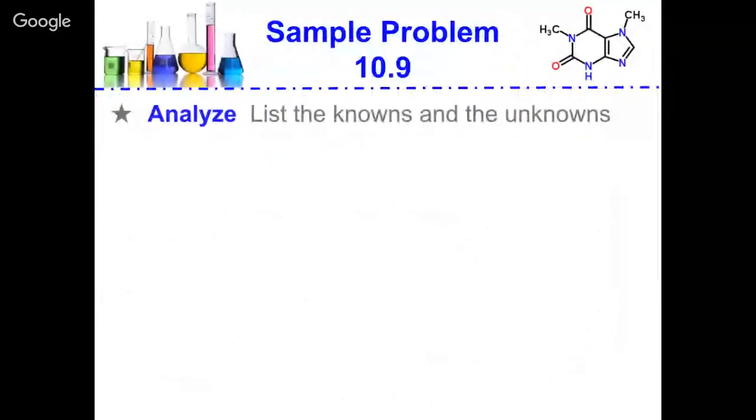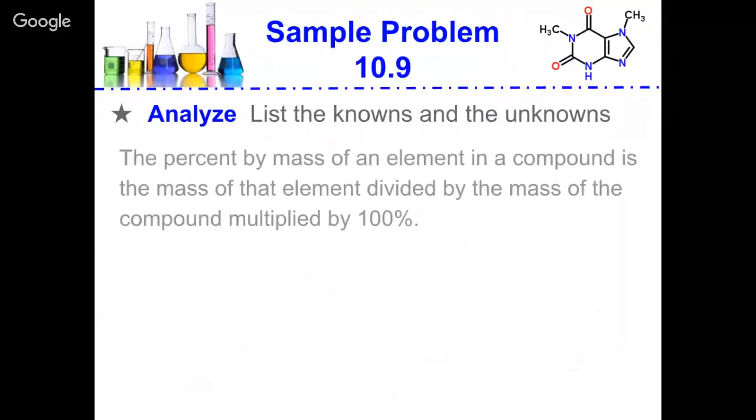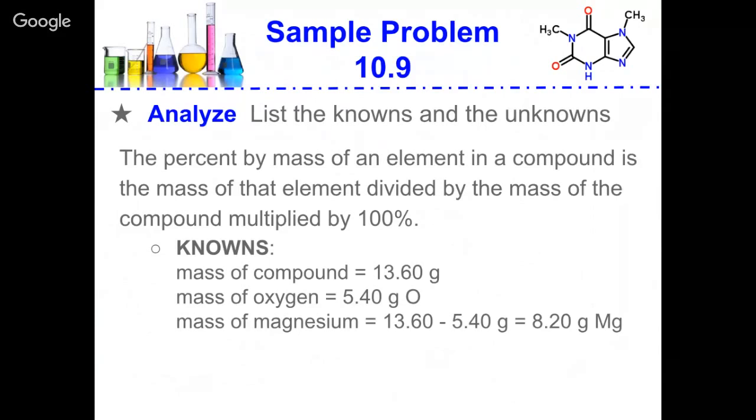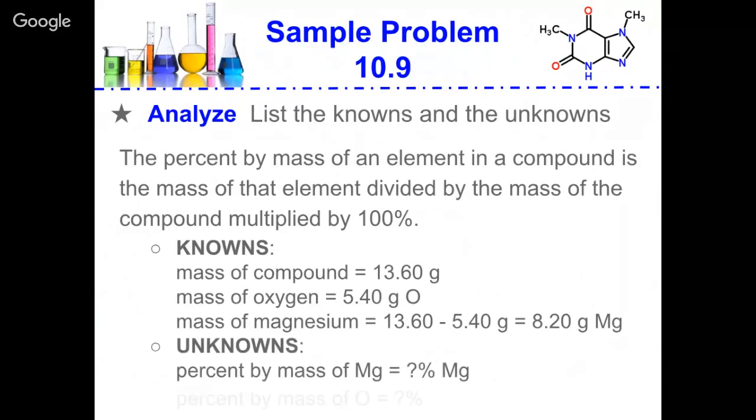So we're going to list what we know and don't know first. We know that in order to solve this problem, we need to know the mass of each element and the mass of the compound, and we're going to take that ratio and multiply it by 100. So we know the mass of the compound, we know the mass of oxygen, and we can get the mass of magnesium by taking the mass of the compound minus the mass of oxygen. What we don't know is the percent by mass of each of the elements, magnesium and oxygen.